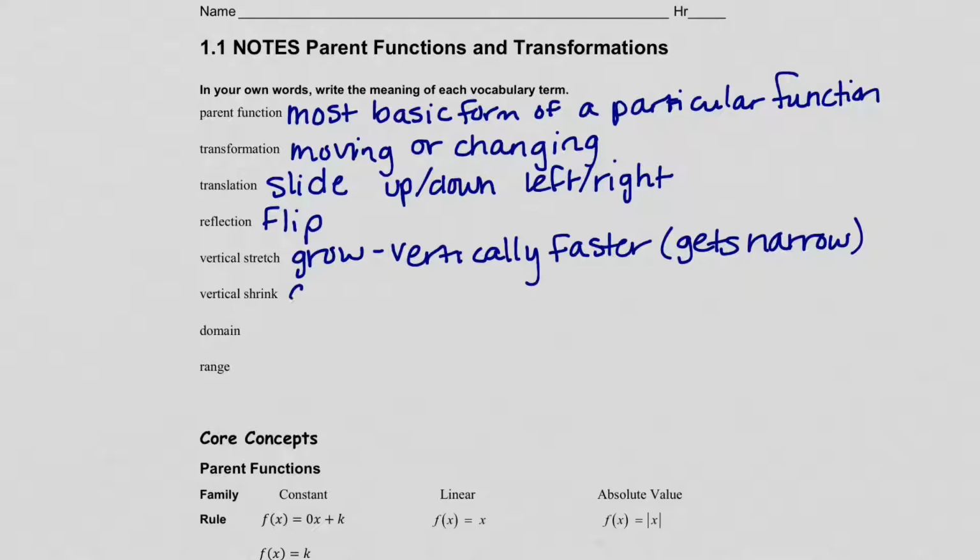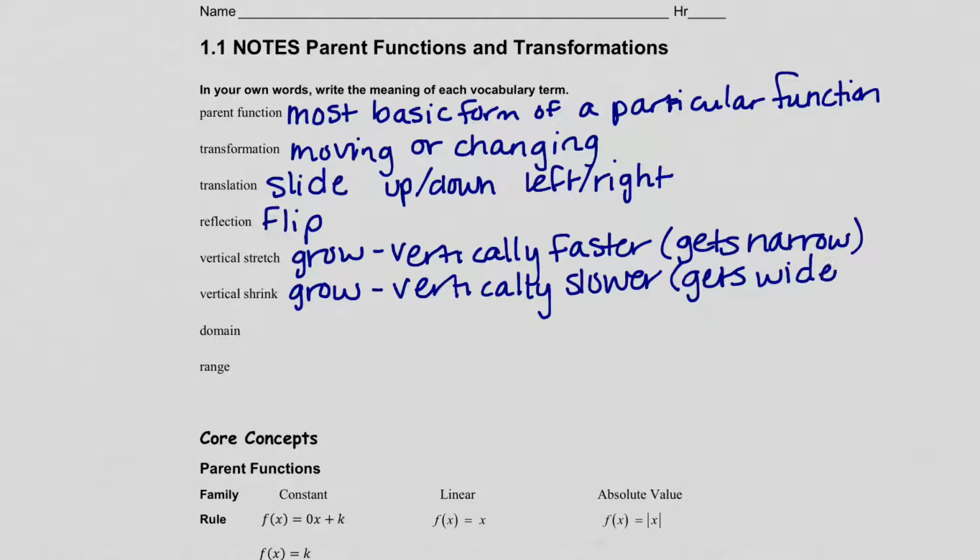For shrink, it's still considered a growth. It's just not growing up, it's growing out. So vertically slower, and so this will get wider. You can also think of it as it flattens.